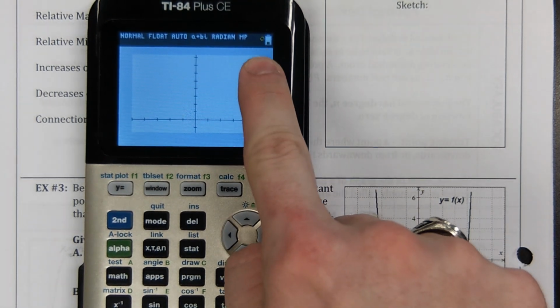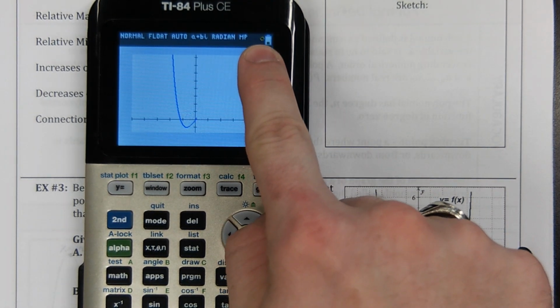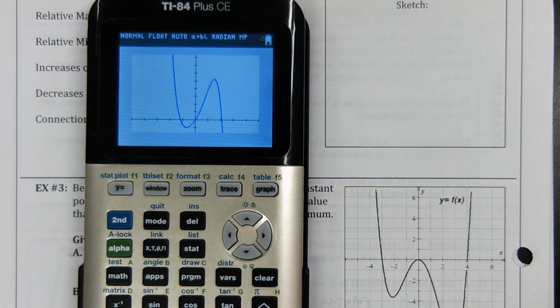See it thinking its way through that graph? If I wanted to kill the process, I would try to turn the calculator off. Second, on, we'll stop it in its tracks. Okay? Which is beneficial for really, really complex graphs if you know you had a bad window.